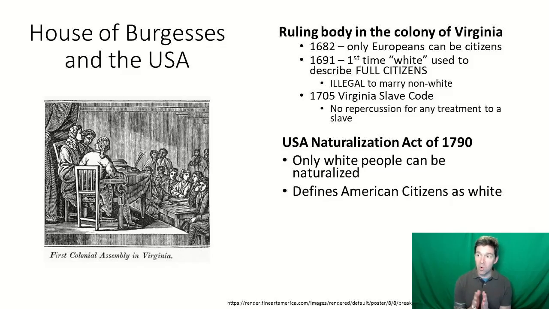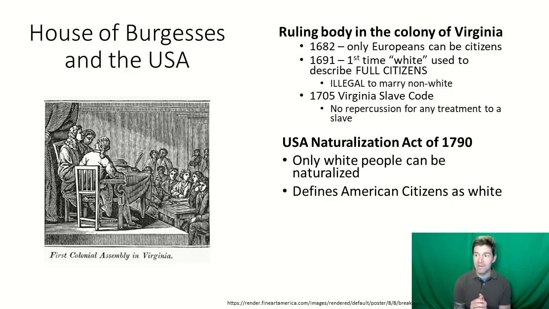So in 1682, only Europeans could be citizens. So now all of a sudden you've excluded everyone from everywhere else in the world who wants to come to America. It says, well, you know what? If you want to be an American citizen, you actually have to be European. And then we introduce the language as well. So we start to see white being used to describe full citizens. And it's illegal to marry non-whites, right? So then we don't have any inheritance issues of inheriting land or what have you to someone who's not a white European.